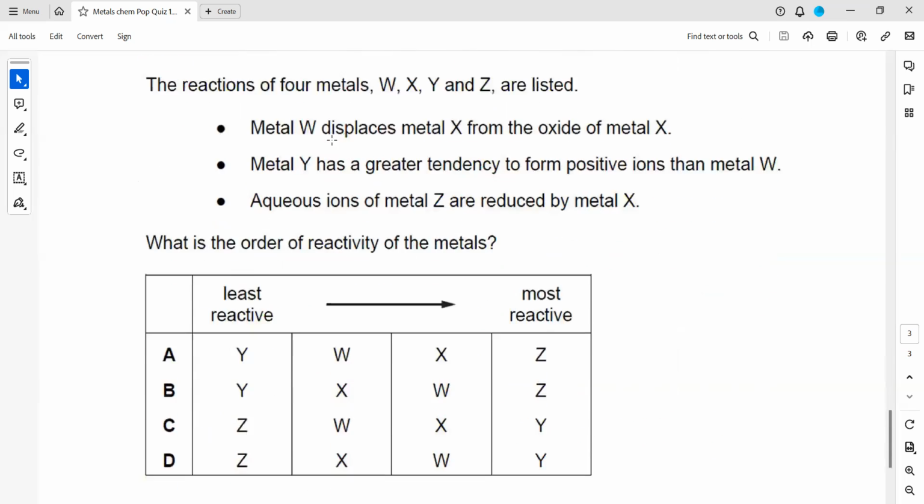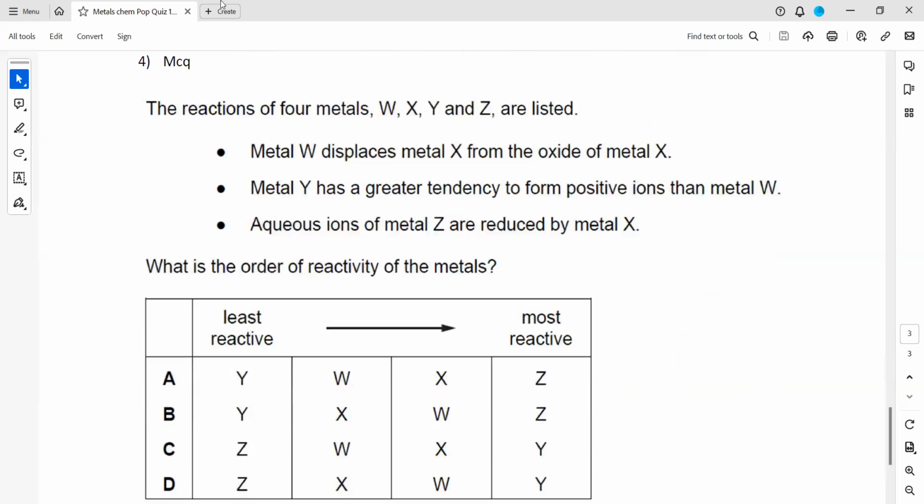In question 4, the reactions of 4 metals W, X, Y, and Z are listed. The metal W displaces the metal X from its oxide. So which is more reactive? It means W is more reactive than X because it is able to displace.